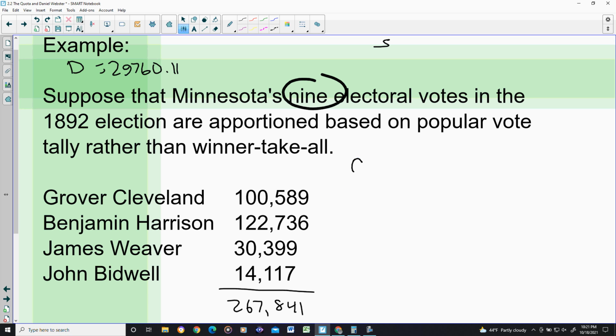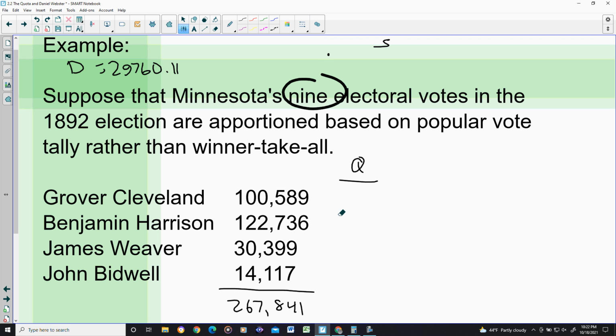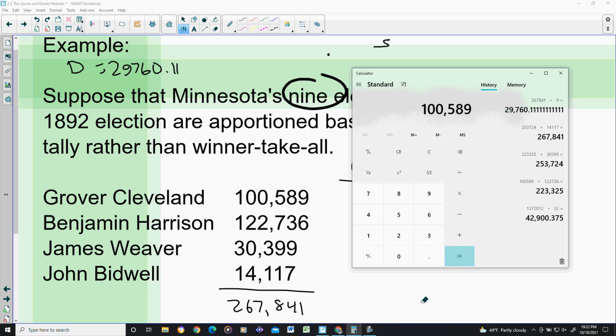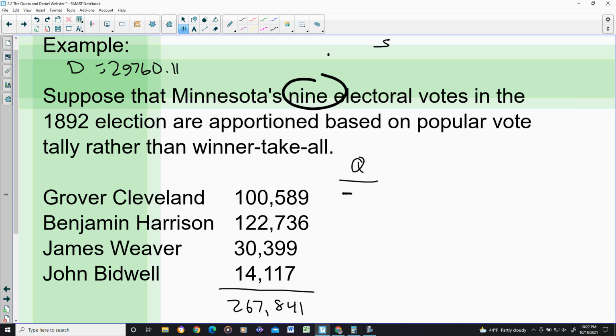Okay, so we're going to do quotas. When we do these quotas out, just be careful that when you do your initials, we're going to round to the nearest integer rather than rounding everything down. So we're going to do our division here: 100,589 divided by 29,760 is 3.3800.